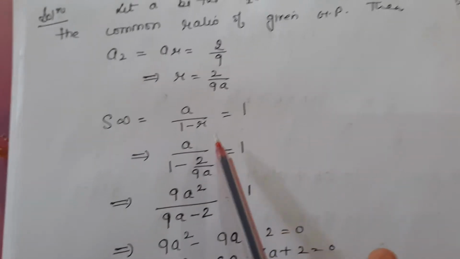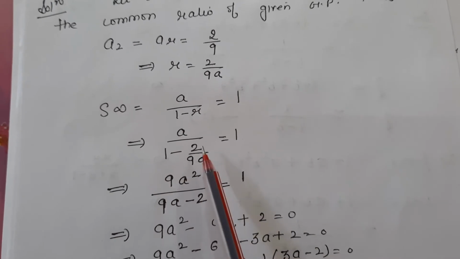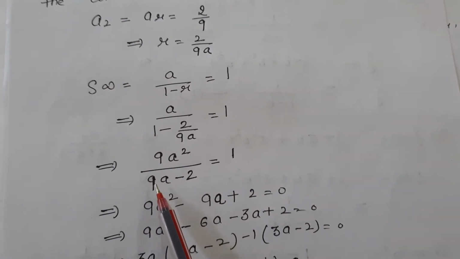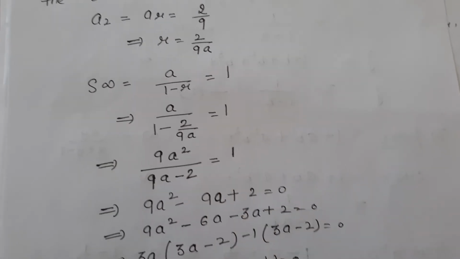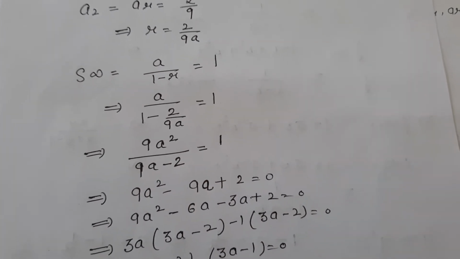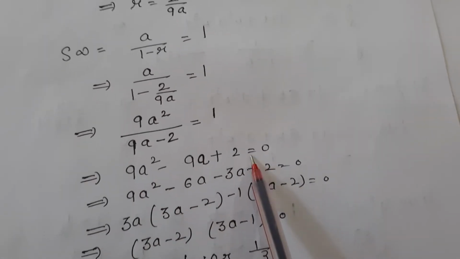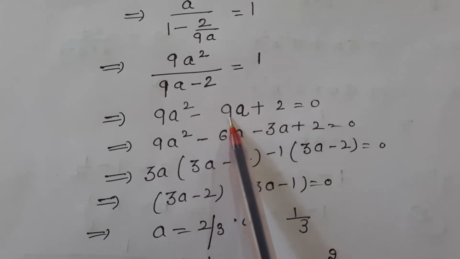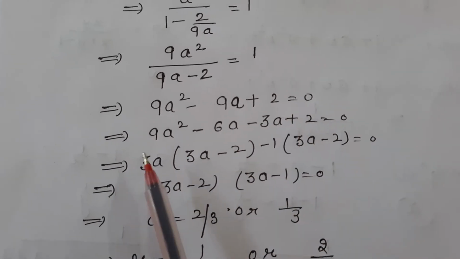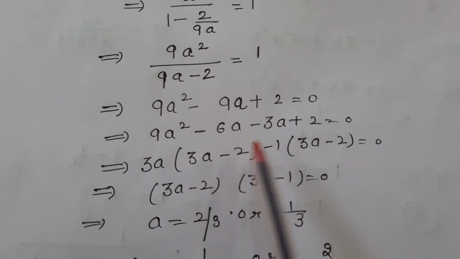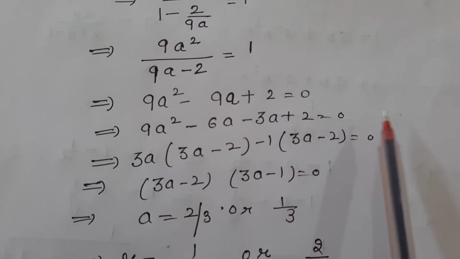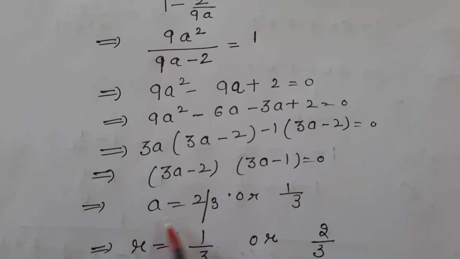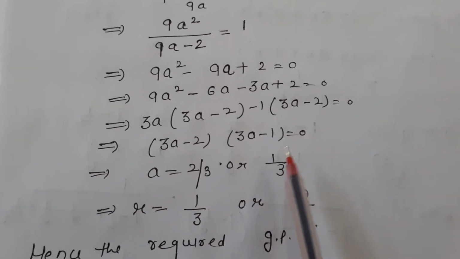Put the value of r here. You will get a upon 1 minus 2 upon 9a. Take LCM. LCM will be 9a, so you will get 9a minus 2. I have shifted the LCM to the numerator. You will get 9a square is 1. Now do cross multiplication. You will have this quadratic equation where the sum of roots is minus 9 and the product is 18. You will get 9a square minus 6a minus 3a plus 2 equal to 0. Factorize it. You are going to have two values of a. a is either 2 by 3 or 1 by 3.